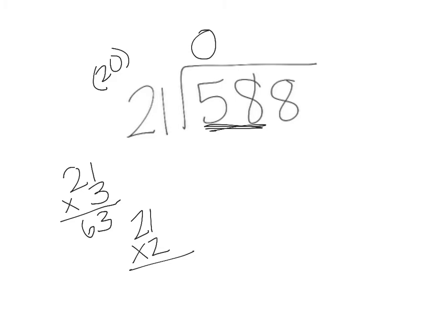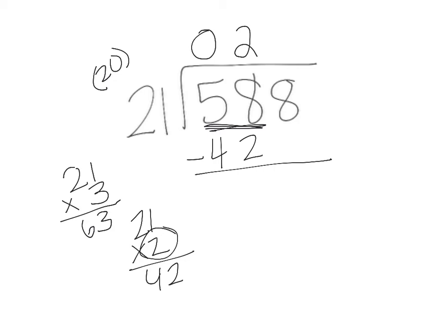So 1 times 2 is 2. 2 times 2 is 4. So I'm going to subtract 42. And I have to put my 2 up there. Don't forget that this number is the one that goes up here. So now I subtract. 8 minus 2 is 6. 5 minus 4 is 1. 16 is smaller than 21, so I bring down my 8.